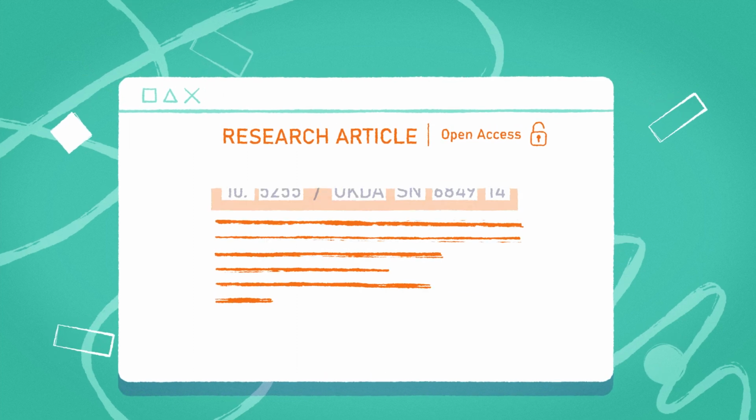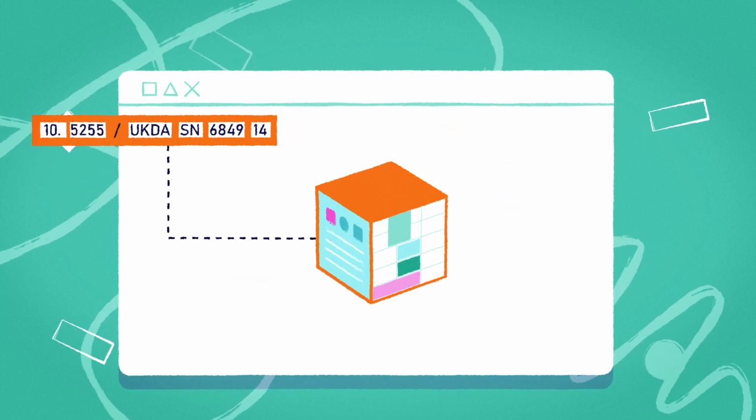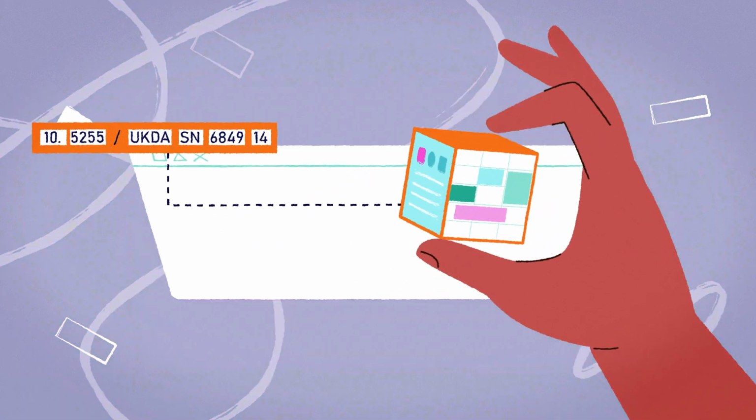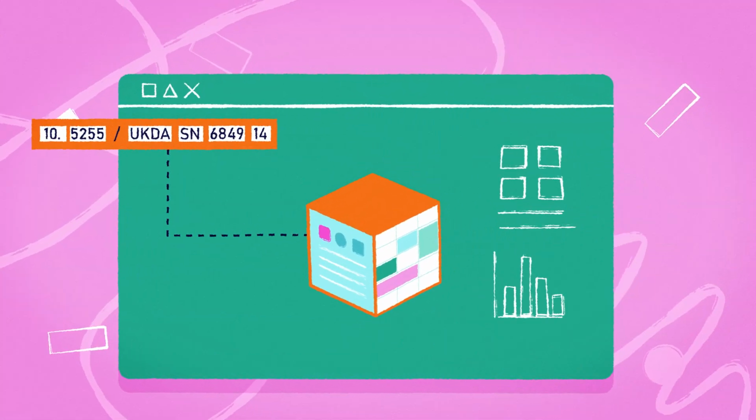Permanent, including a digital object identifier, DOI, maintains a permanent link to the data, even if the dataset changes location or a new version is created.